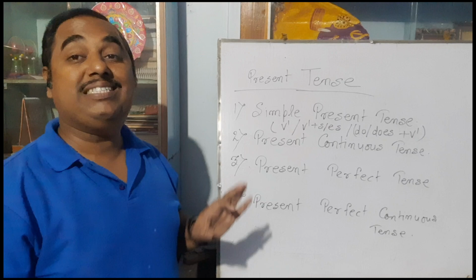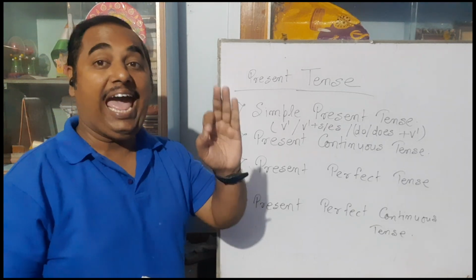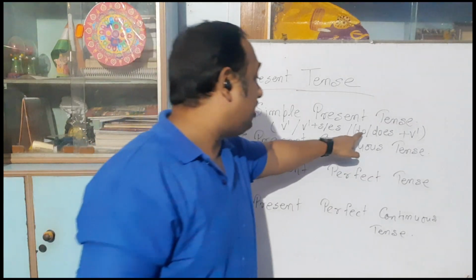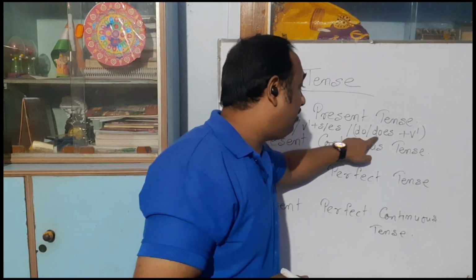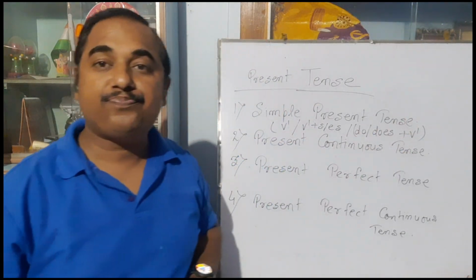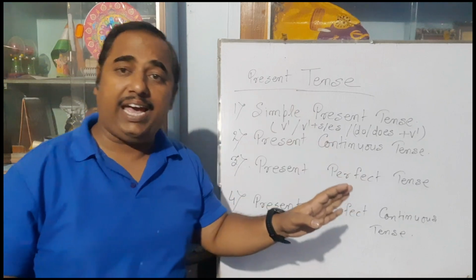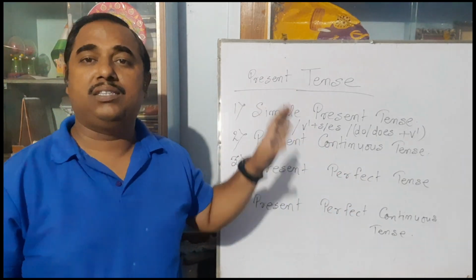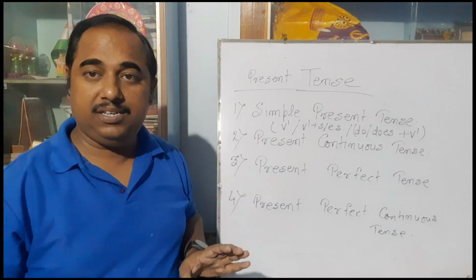If there is a negative or interrogative sentence, then at that time you have to see do or does, or with do or does there is V1. If that is present, then that sentence will come under the simple present tense.